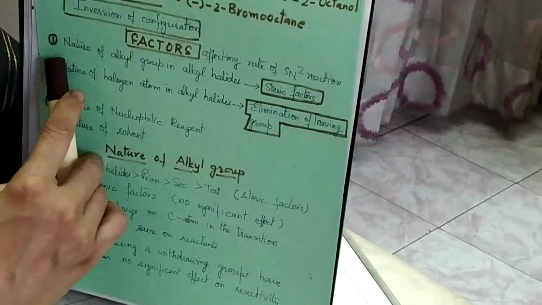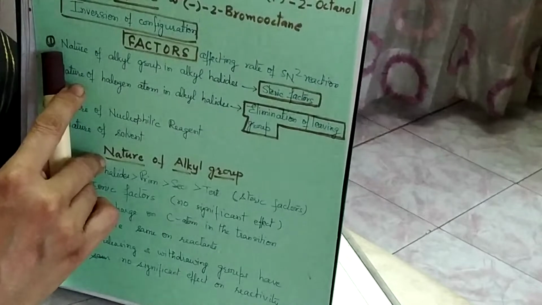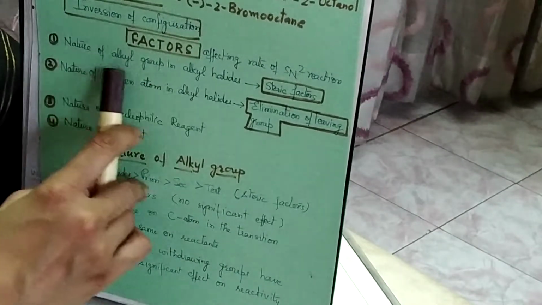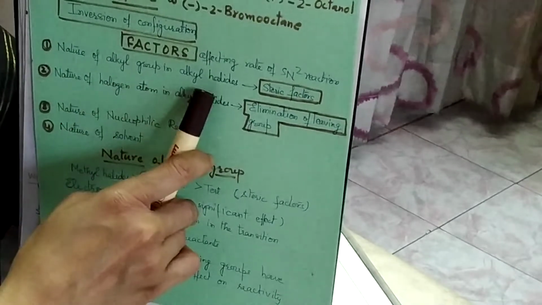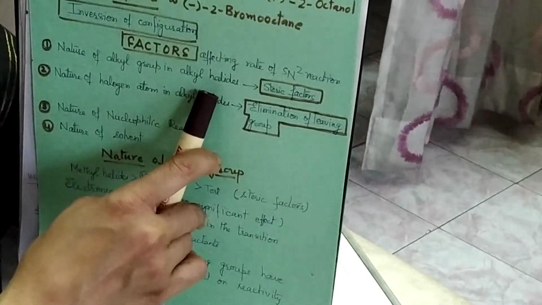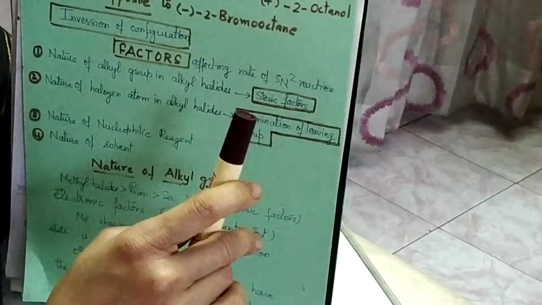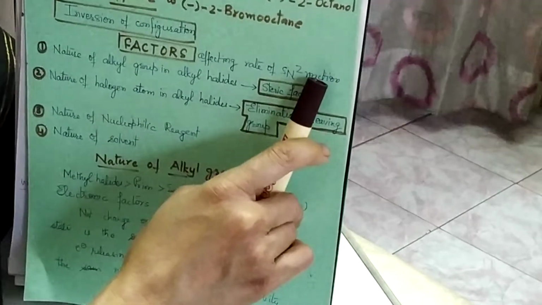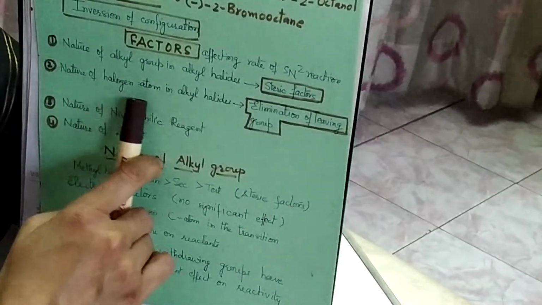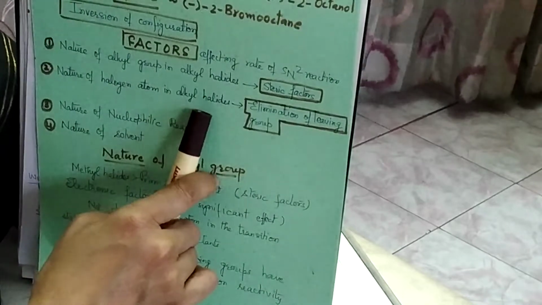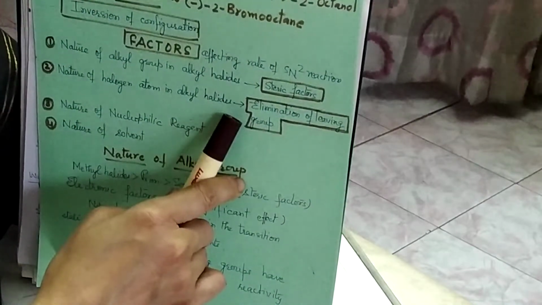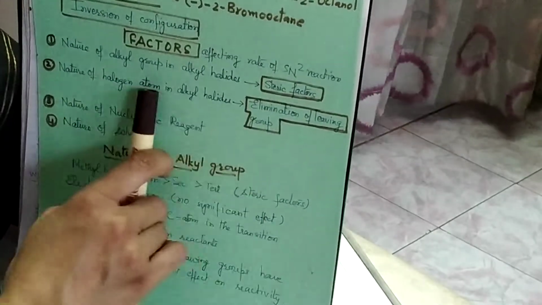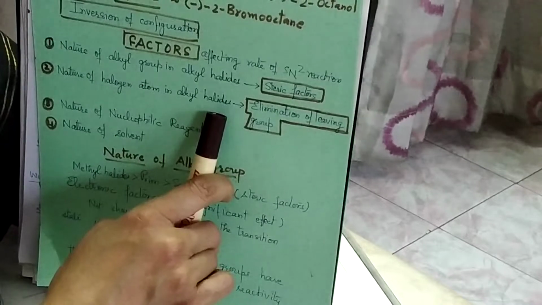What are the different factors which are responsible for controlling the rate of SN2 reactions? The very first is nature of the alkyl group in the alkyl halides. Nature of alkyl group, as we will discuss it in detail, you will find that this actually discusses the steric factor. Second is the nature of halogen atom in alkyl halide, that is the nature of the leaving group. How does it affect the reaction? We have to study that.